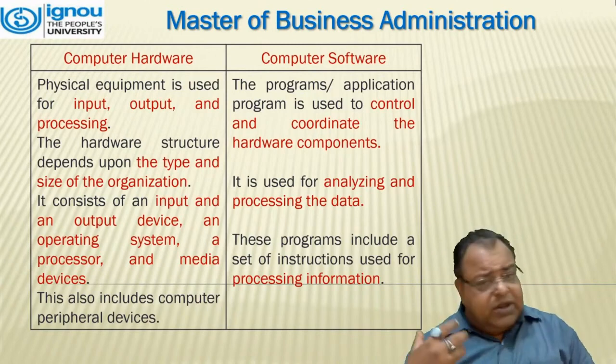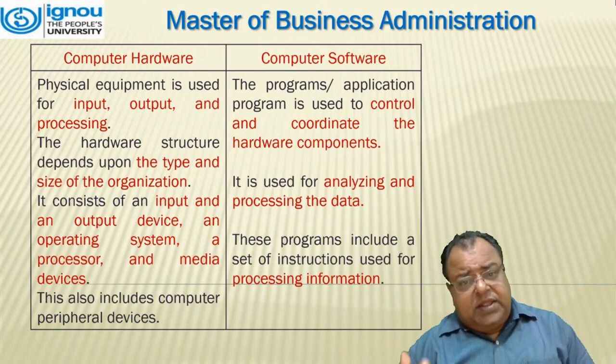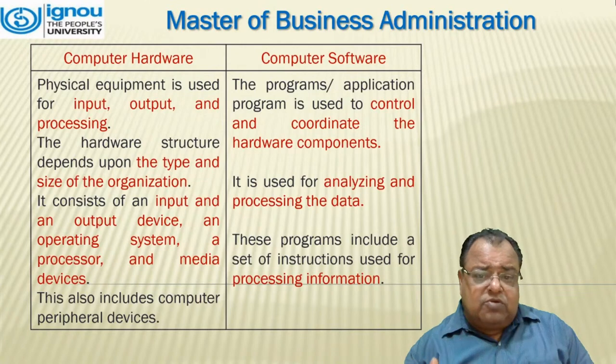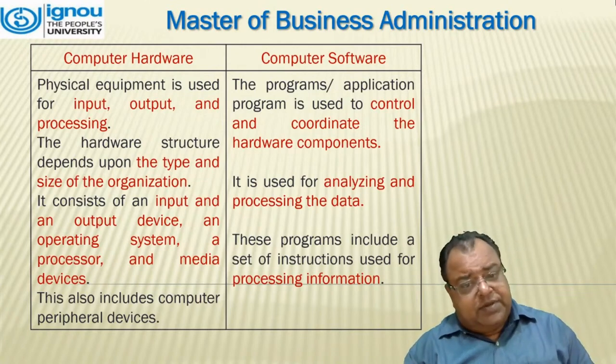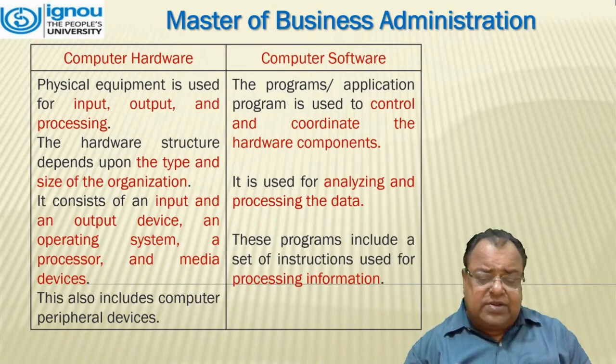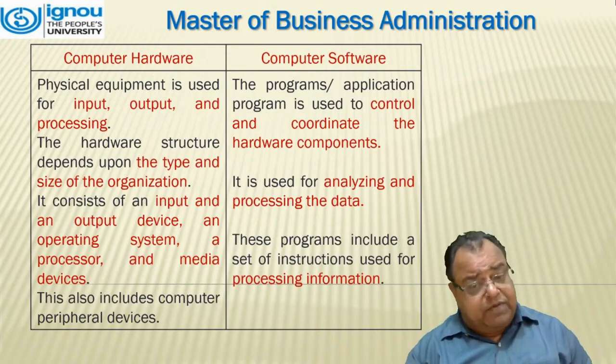Now, what is computer software? The application programs are used to control and coordinate the hardware components. It is used for analyzing and processing the data. These programs include a set of instructions used for processing information.